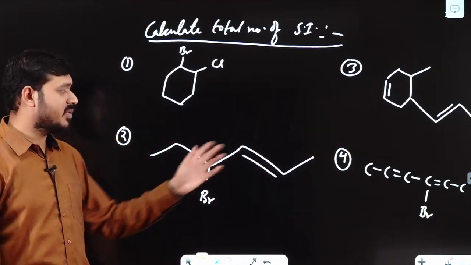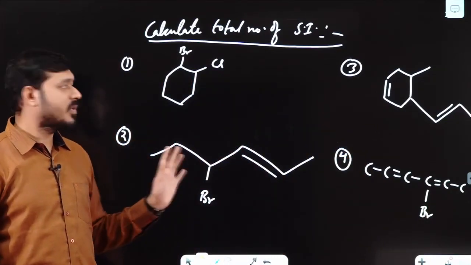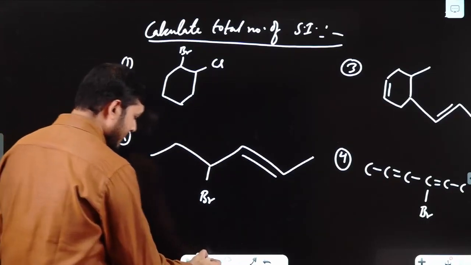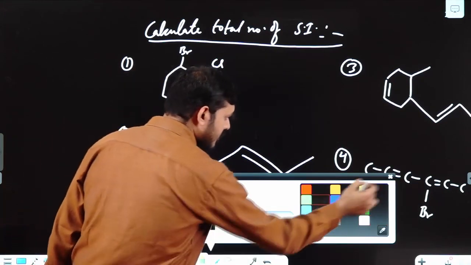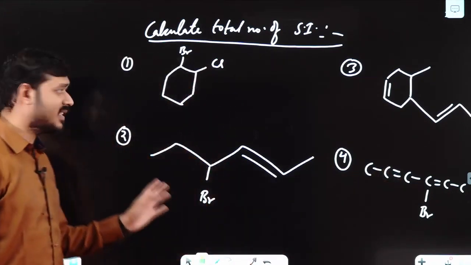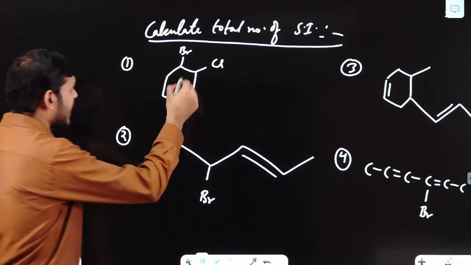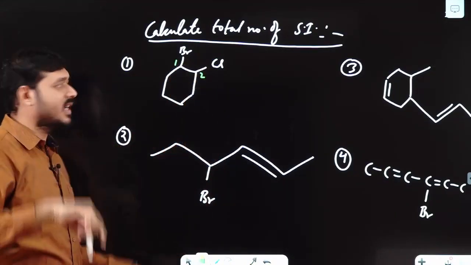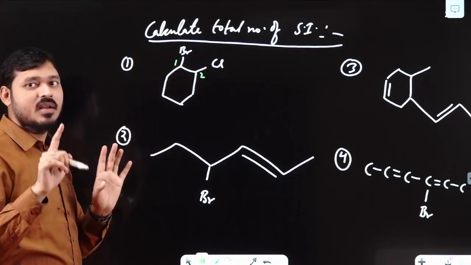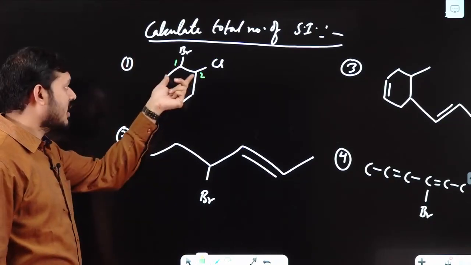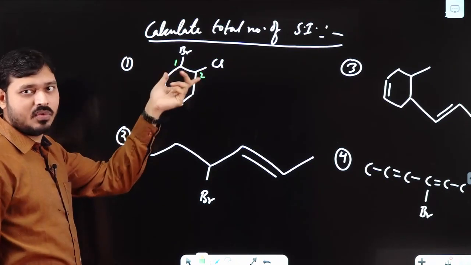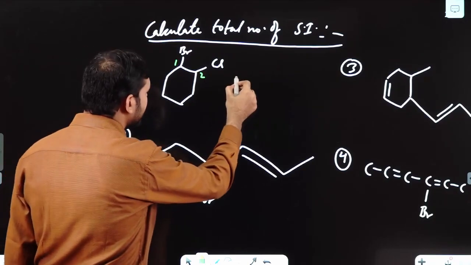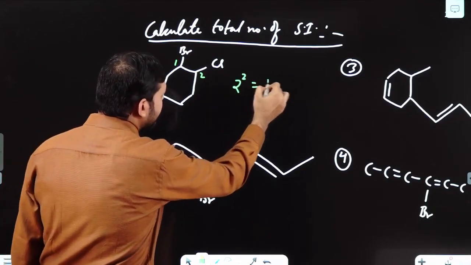Okay, so dear students, here you have to check the total number of stereoisomers. Okay, let's see. See, in this case I can make numbering from one side only, because 1 bromo and 2 chloro is better than saying 1 chloro and 2 bromo. Alphabetically bromine is preferred because the location of substituent is fixed, 1 and 2. Okay, so 1 bromo 2 chloro cyclohexane. Here the total number of stereoisomers is 2 to the power 2 equals 4.